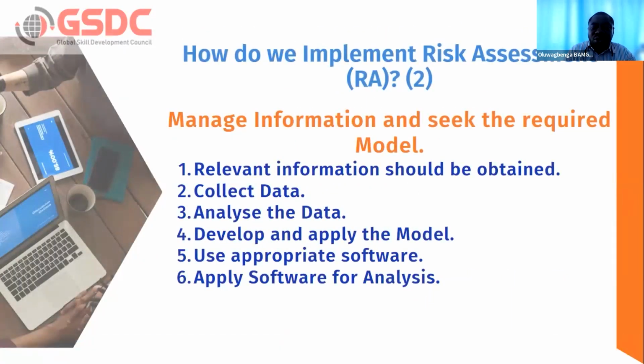Two, the next thing we do is to manage information and seek the required model. Which model do you intend to use? And largely, relevant information should be obtained. It is highly important that you make sure all of it is relevant, because one of the other key principles of risk management according to ISO 31000:2019 is what? Working with reliable evidence. And of course, relevant information should, I would even say must, be obtained. Then you collect your data when you know the areas you want to collect, the required relevant information.